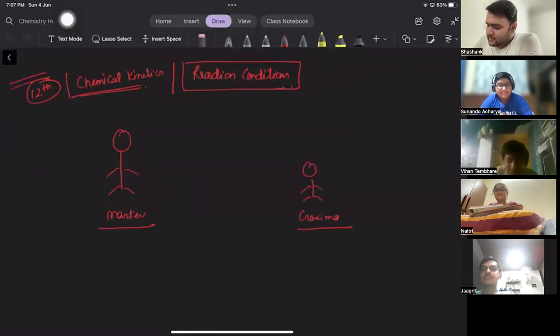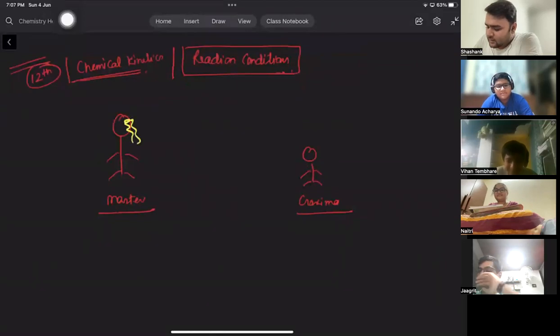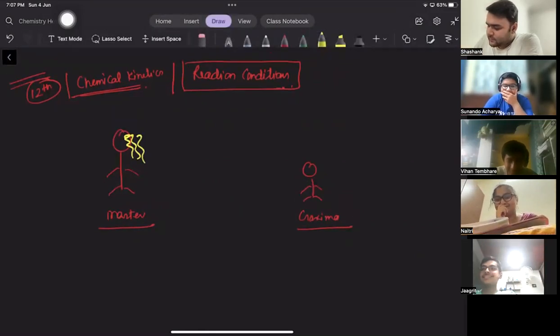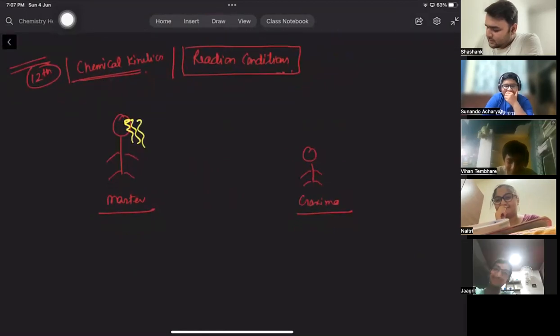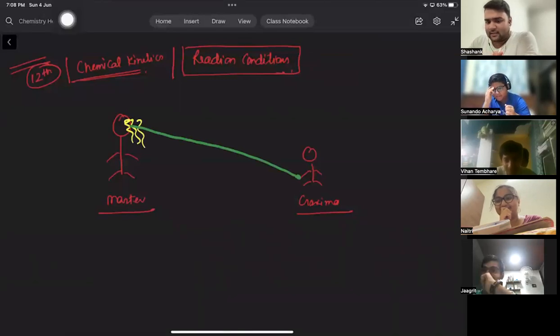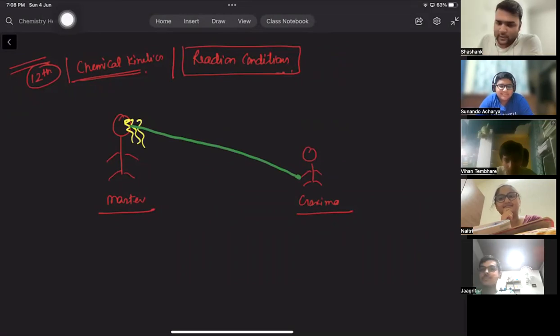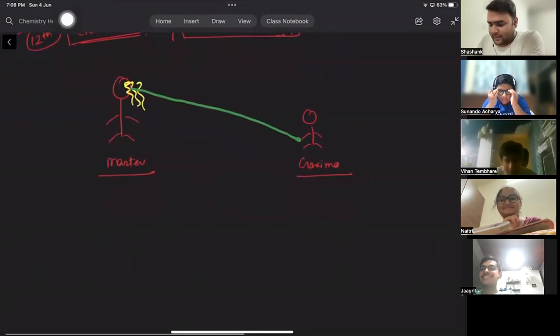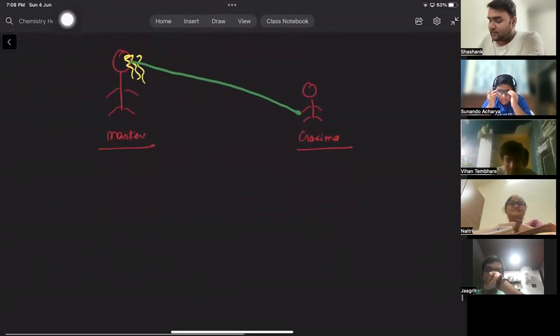The task is very simple. That master's skull should open. This is not master's hair, this is master's blood coming from the skull, because Garima threw a stone. I'll draw the stone also. So this is a tiny stone in tiny Garima's hand. This swings to master's head and blood comes out. Sorry for this violent example, but this is very important to understand the reaction conditions. I hope that you will never be able to forget it. Of course, you're beating master, so how will you forget it? But anyway, very violent kids, I tell you.